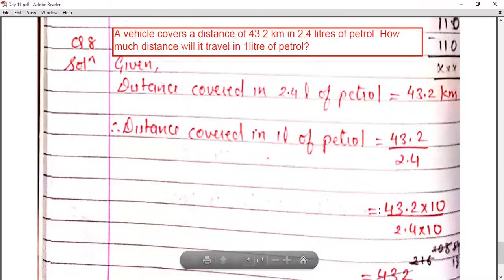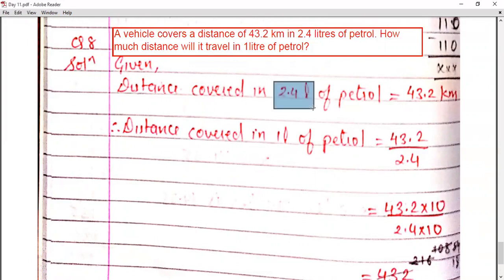Moving to the last question of this exercise, which is similar to question number 7. Question number 8 is, a vehicle covers a distance of 43.2 kilometers in 2.4 liters of petrol. So the distance covered in 2.4 liters of petrol is 43.2 kilometers. Therefore, how much distance will it travel in 1 liter of petrol? In order to find the distance covered in 1 liter of petrol, we'll shift 2.4 liters to the other side. It will go into the denominator.